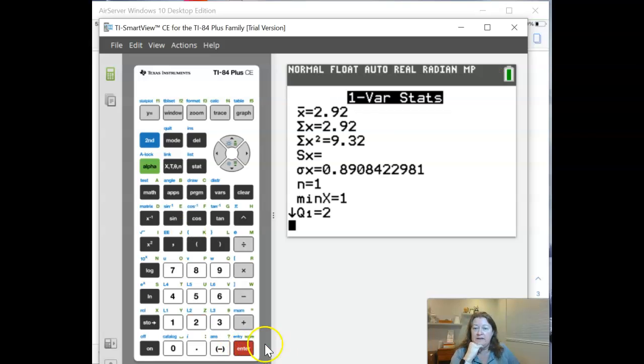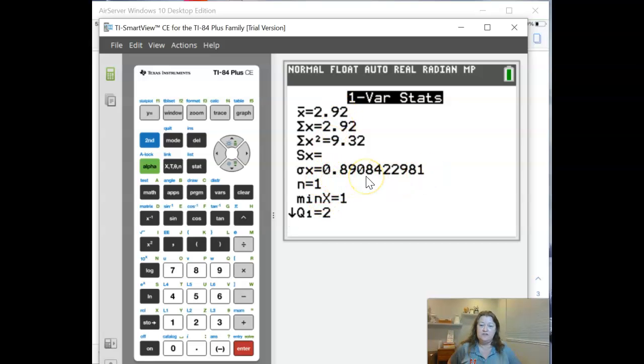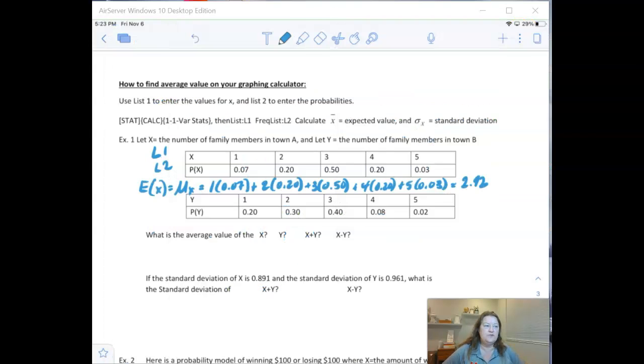So when I go and calculate it, there's my 2.92 that I calculated by hand, and also here is my standard deviation, so I don't have to do that one the really long way. So this is 0.891. Okay, so I'm going to take that back over to our notes and write it in. So what is the expected value for this one? It is 2.92, and the standard deviation of X was 0.891, I think it was.